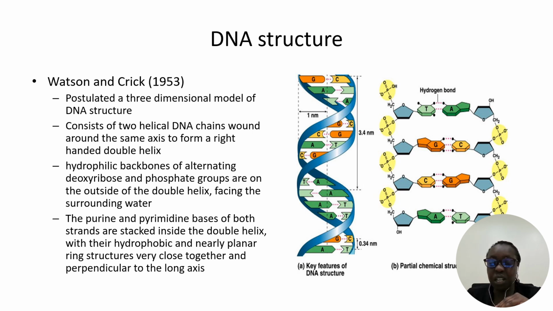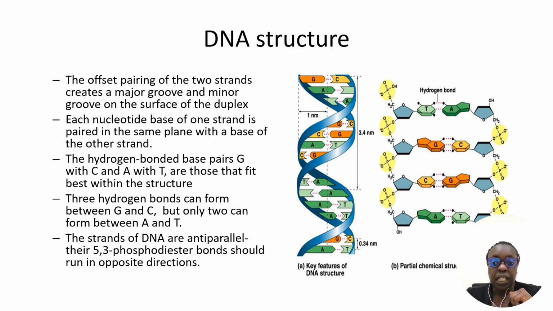This diagram is showing it very well. You can see the bases in the center looking as if they are on top of each other. Now, the helical structure has 2 grooves. There is one big groove which is called the major groove, and there's a small groove on the end which we refer to as the minor groove. Okay, there is a major groove and a minor groove.